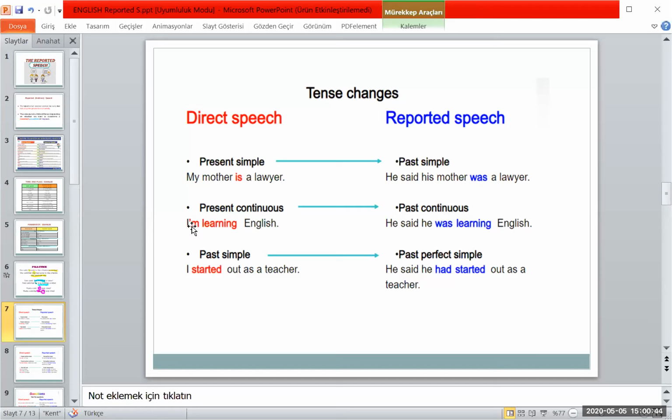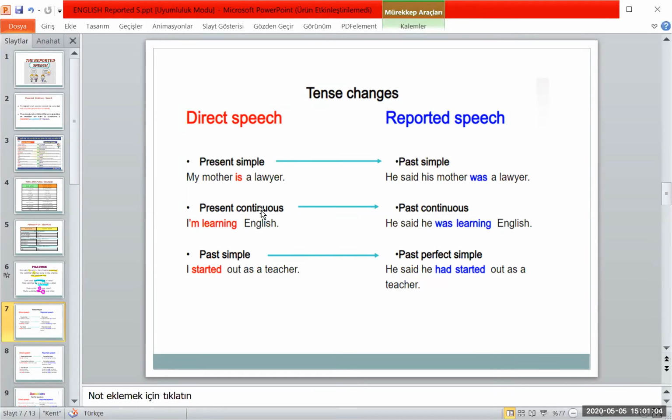Present continuous, "I am learning English," will change into he said that he was learning English. Remember, this I pronoun changes into either he or she. Here the boy is talking, that's why we change it into he. And am learning, which is present continuous, was changed into was learning. It would be better if the sentences on this row were put into quotation marks, because these are the original sentences.